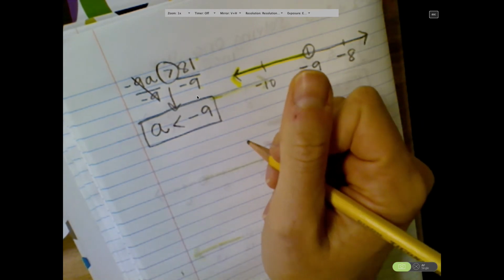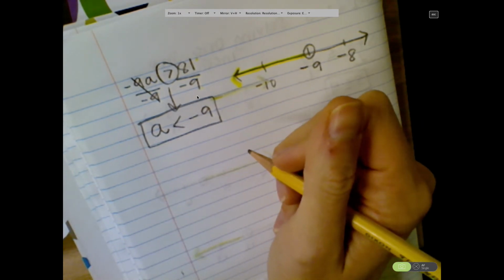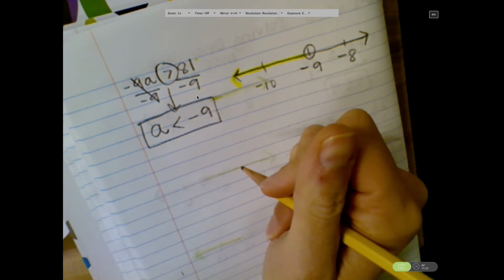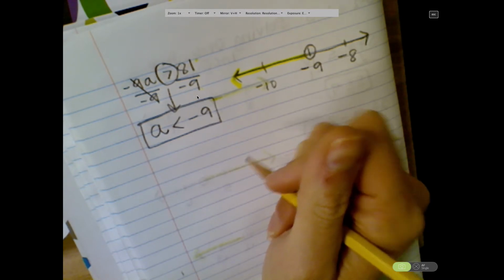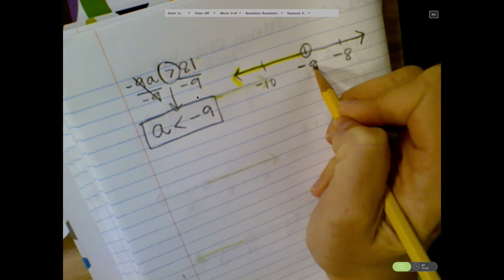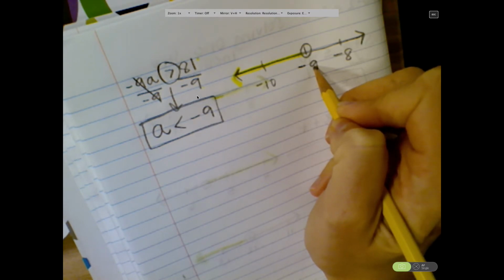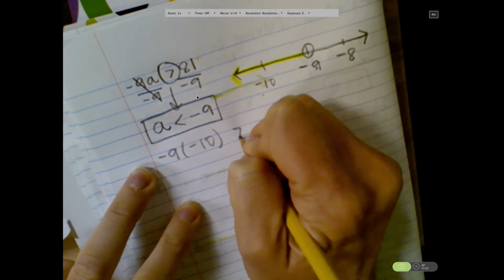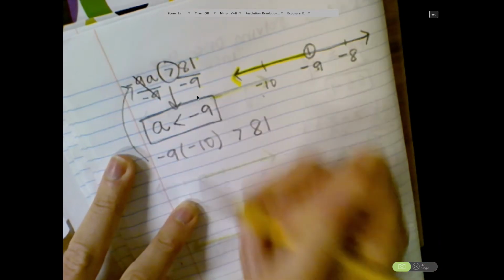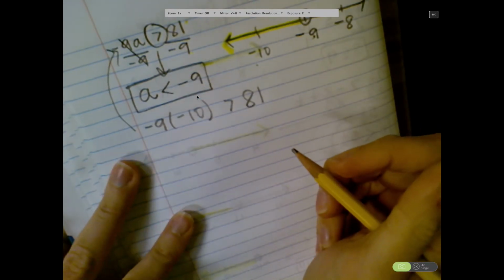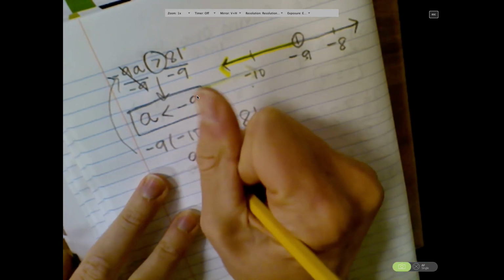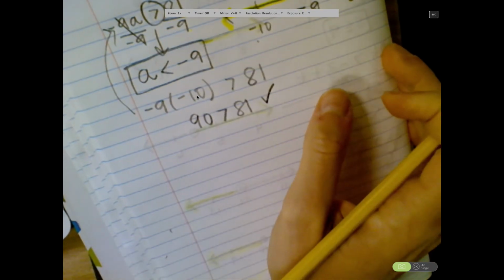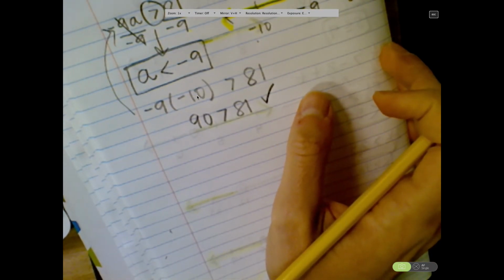Now, to check this, which you should be doing, especially on a quiz or a test, what could I do to make sure I did this correctly? Could I put -9 in? Is -9 part of this answer? No, so I can't put -9 in. I could put -10 in. -9 times -10 should be greater than 81. See how I went back to the original problem? -9 times -10 is 90. Is 90 greater than 81? Yes, so it's true. So I know I did it correctly. If you divide by negative numbers, then you have to flip the sign, or else it won't be true.